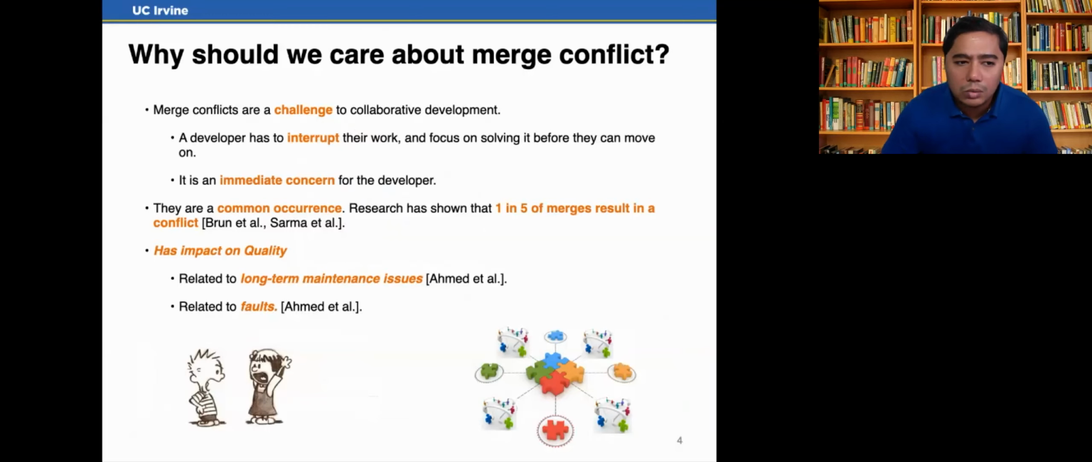Now, you might be wondering, why should we care about merge conflict? So the reason why we should care about merge conflict is it's a challenge for collaborative development. As soon as it happens, a developer actually has to interrupt the work and focus on solving it before they can move on with their work, making it an immediate concern for the developers.